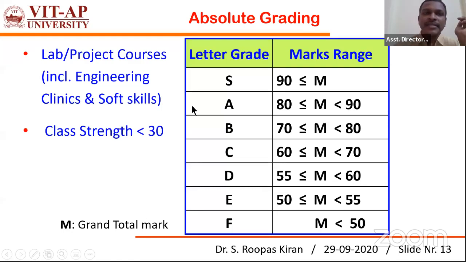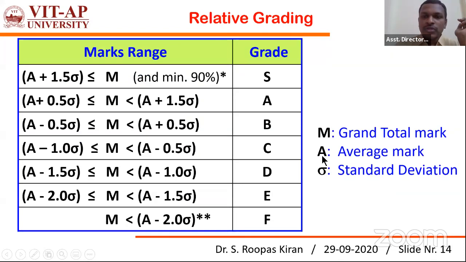But in the other case, relative grading, the grand total marks of all the students of your class are used. For example, if 60 students are there in your class, the grand total marks of all 60 students will be averaged, and the standard deviation of all those marks will also be calculated.